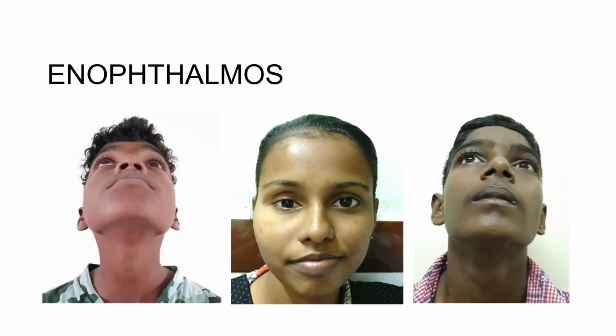There are a lot of papers stating that for every 1 ml of orbital volume increase, there is 0.8 mm of enophthalmos. So when do we appreciate enophthalmos? Only when there is more than 2 mm of enophthalmos can we see clinically appreciable enophthalmos.